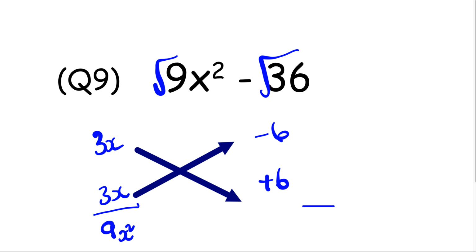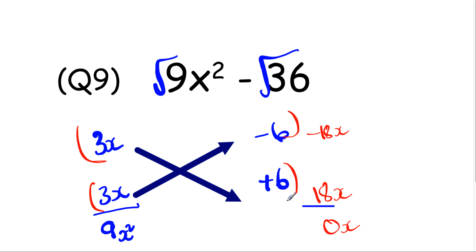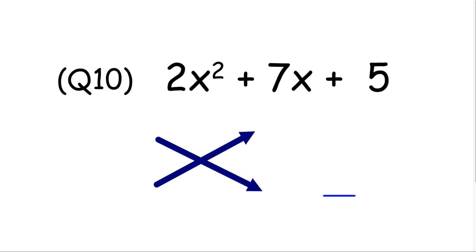So double check that using the crisscross method. 3 times 6 is 18x, and 3 times minus 6 is minus 18x, and that gives me 0 x's, and there are no x's here, so you factorize that by putting it into a double bracket. There you go. Okay, next question, question 10.